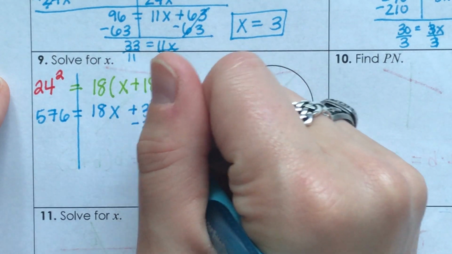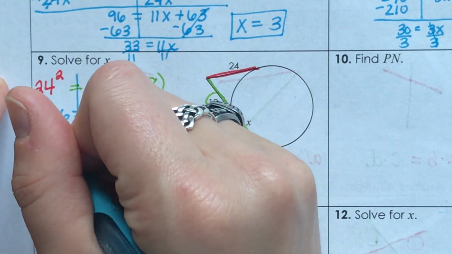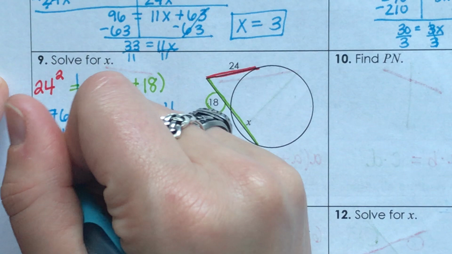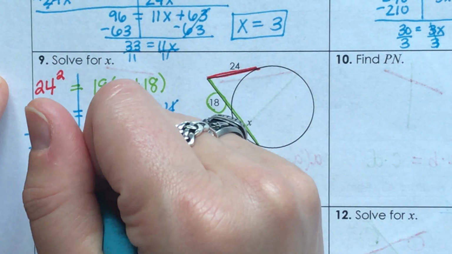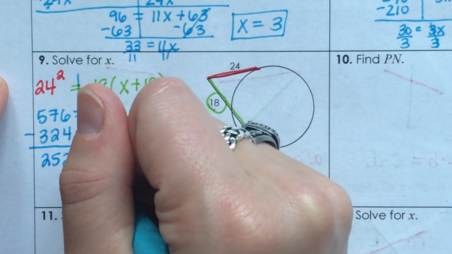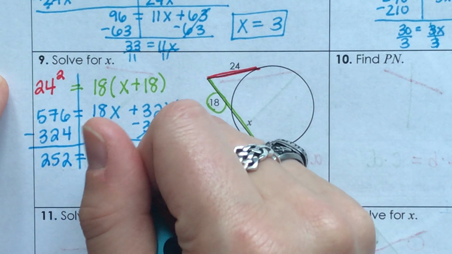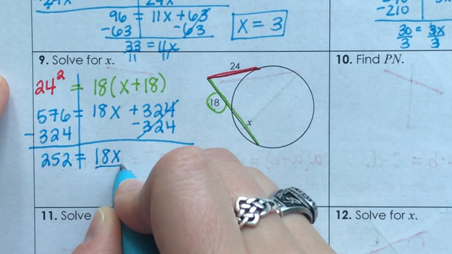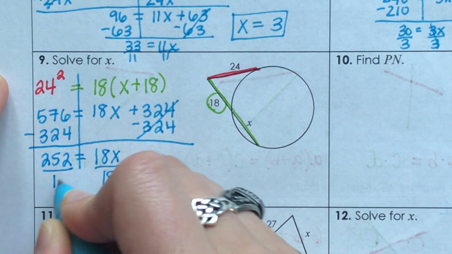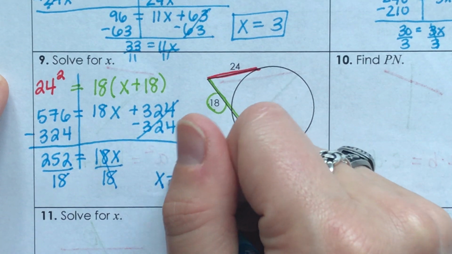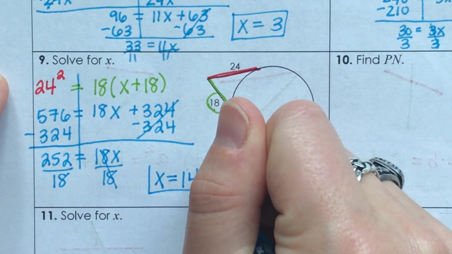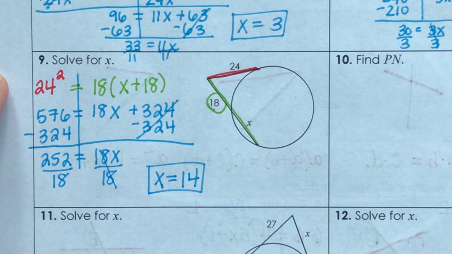I'm going to subtract 324 from both sides. I get 252 is equal to 18x. And then I divide both sides by 18. I end up getting that x equals 14. That's it.